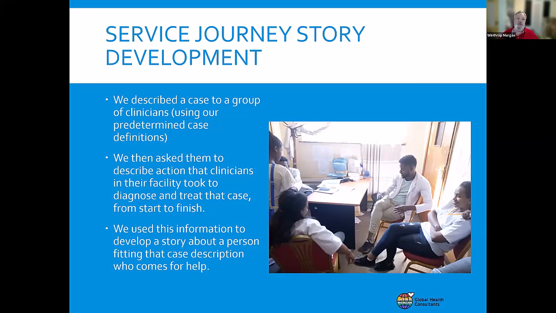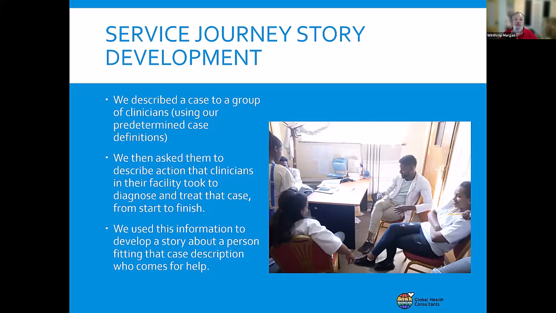So to do a service journey story, we first will describe the case to a group of clinicians. So we'll say, okay, you've got a person under 5 years old. They present with fever. They present with diarrhea and vomiting, and their fever is getting higher and higher. They look dehydrated. So what do you do about that? Take us through from the time that they enter the door until the time you're finished treating them.